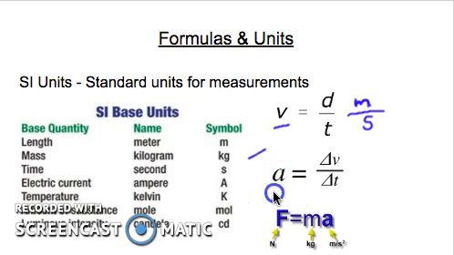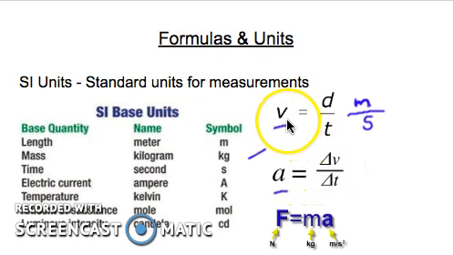Okay, we have this next formula, which is for A, acceleration, equals change in velocity. This little triangle means change in, over change in time. So you know what acceleration is. Acceleration is going faster and faster. You are accelerating. You might accelerate walking. You might accelerate in your car. That's what acceleration is.